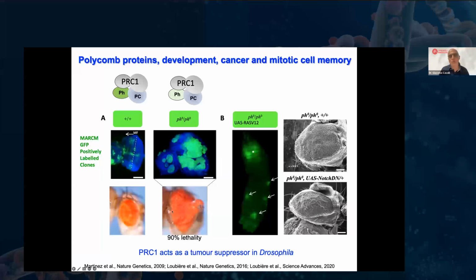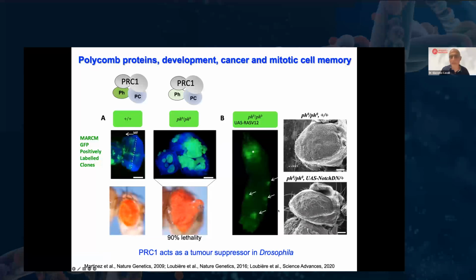We induce the mutation only in the head of the larva in the eye precursor tissue, but if you combine this with an activated oncogene, you will see that you get metastasis all over the body of the larva in the posterior part here. And we also saw that these phenotypes are dependent on multiple signaling pathways, like the Notch pathway shown here. When you reduce the Notch signaling, you also restore the normal eye or almost normal eye. And the same is true for the JAK-STAT pathway.